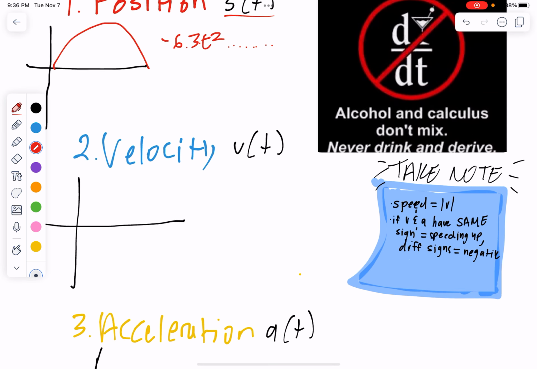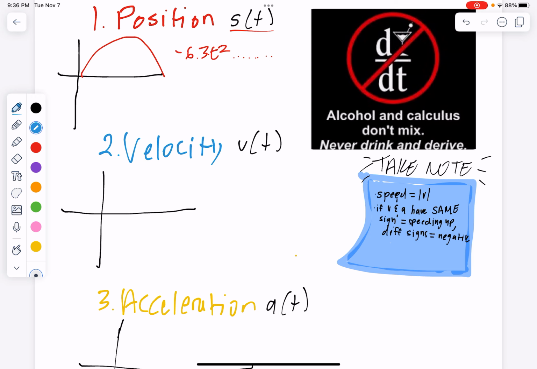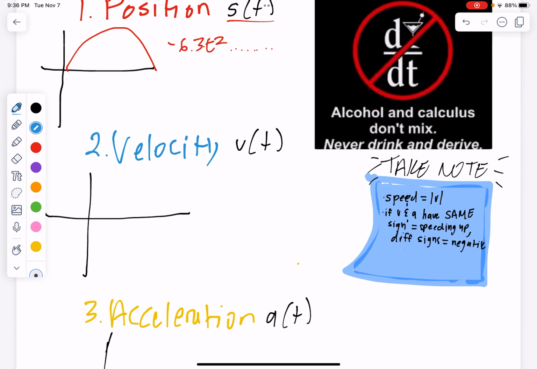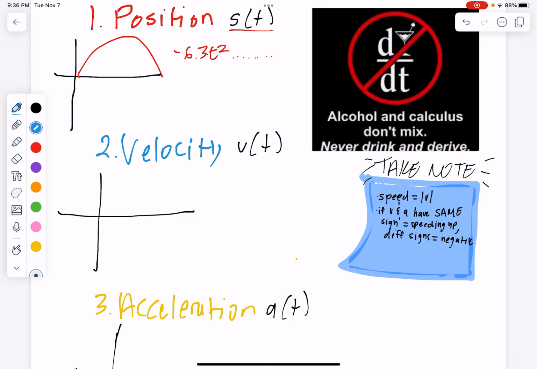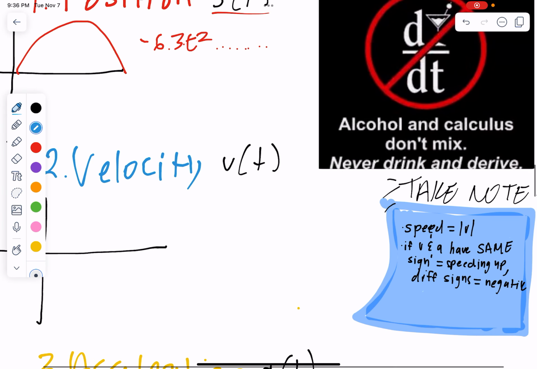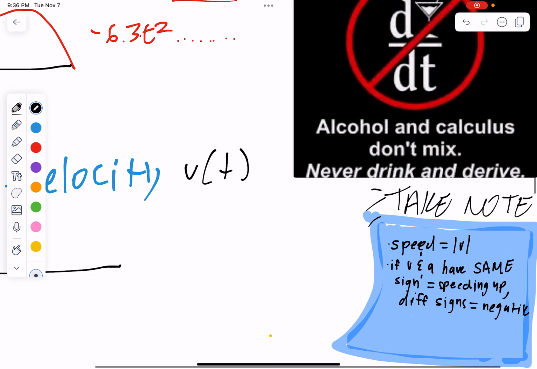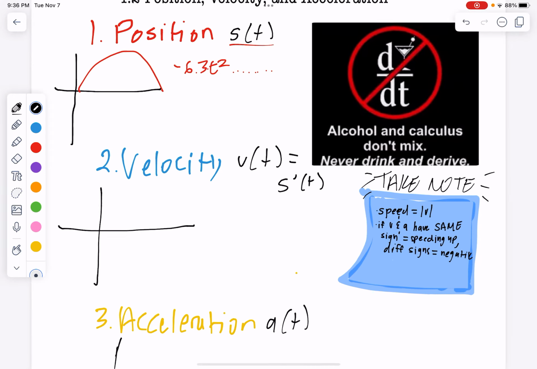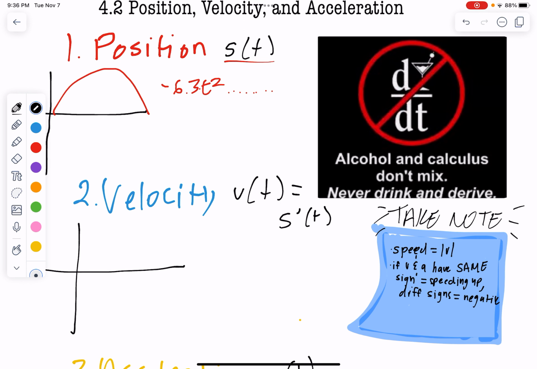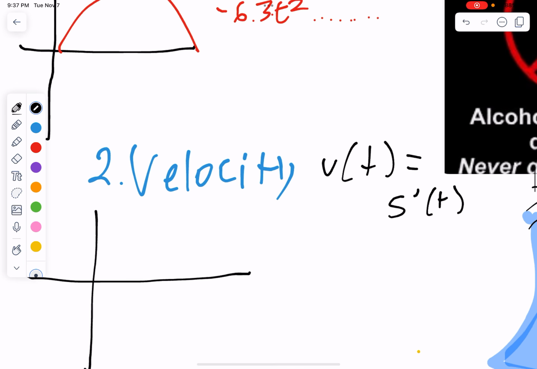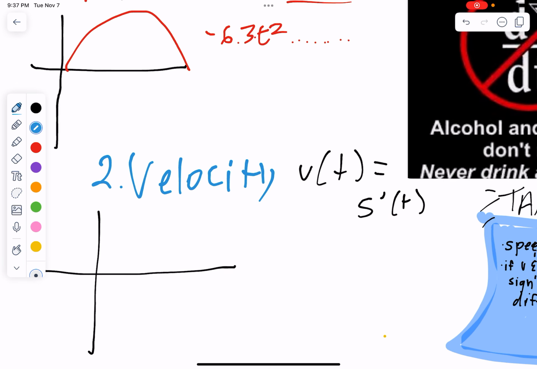And now we have velocity. Velocity equals the rate of change of position, which is basically the same thing: v of t equals s prime of t. Velocity is the derivative of position. Remember, the derivative is a rate of change, and a rate of change is a slope, which is why the line, when you draw it out, would look similar to this.